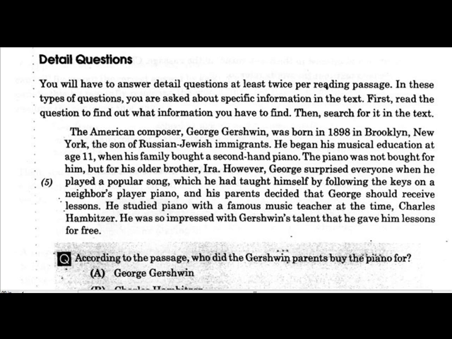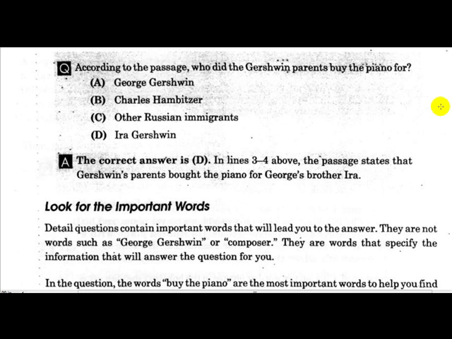In these type of questions, you're asked about specific information in the text. First, read the question and find out what information you have to find. Then search for it in the text. Here you have the text that they want you to read to answer this question. The question, of course: according to the passage, who did Gershwin's parents buy the piano for?